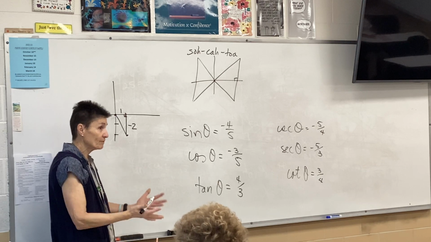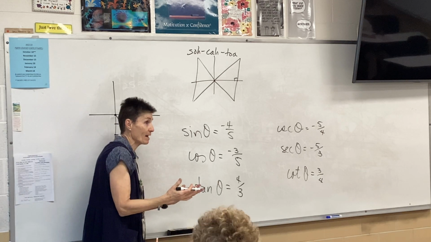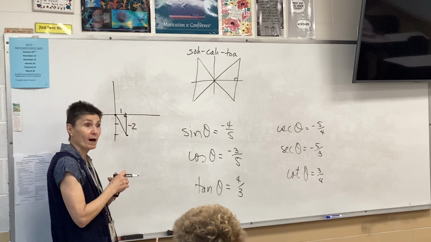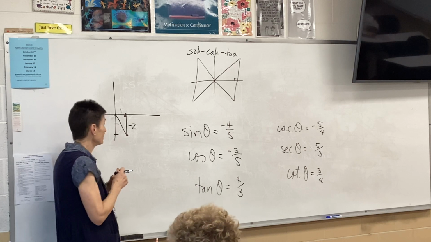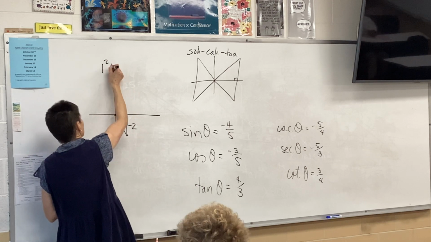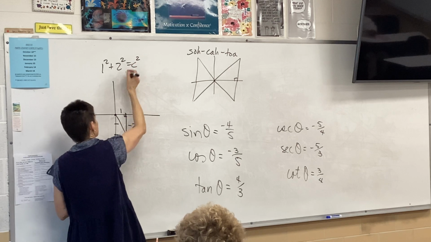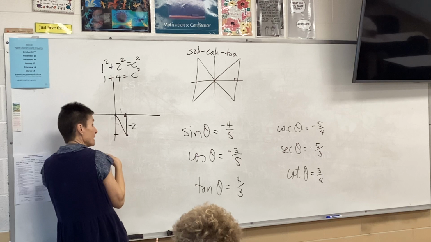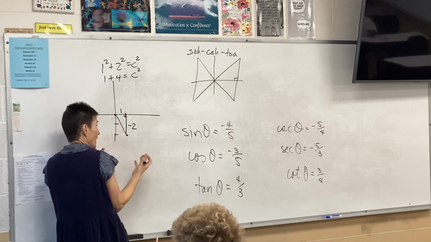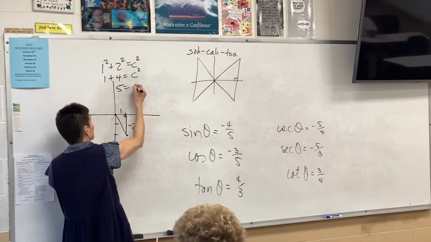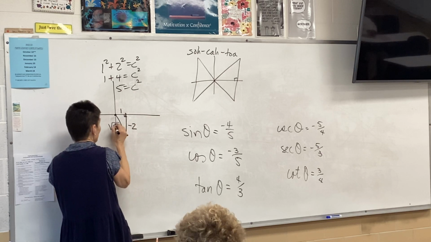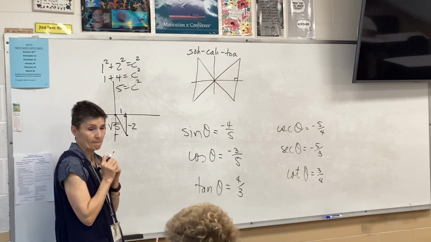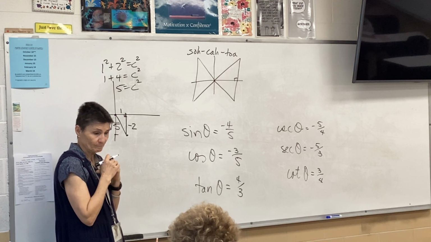So now what do I have to figure out? Same thing I did last time. I have to figure out my hypotenuse. So I will do my Pythagorean theorem. Don't worry about the negatives. 1 squared plus 2 squared equals c squared. Kids, we're squaring, so the negatives are going to disappear anyway. This time I got the square root of 5 for my hypotenuse. Is that what you got?